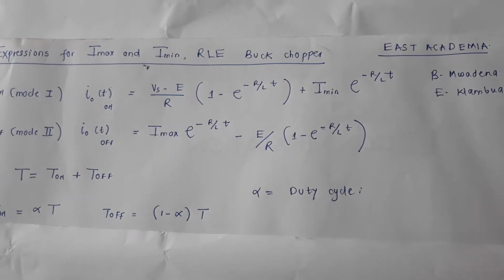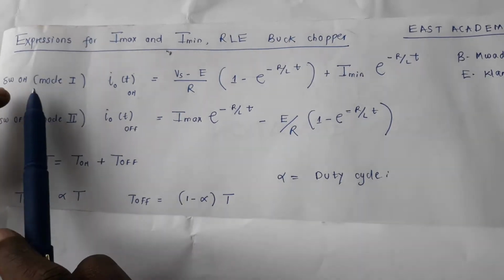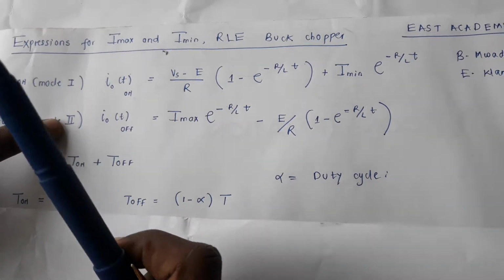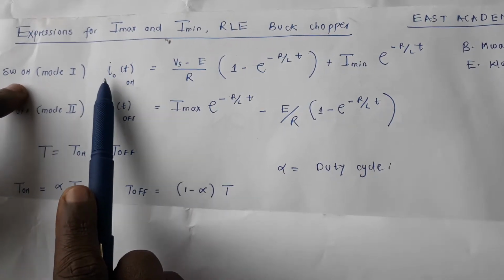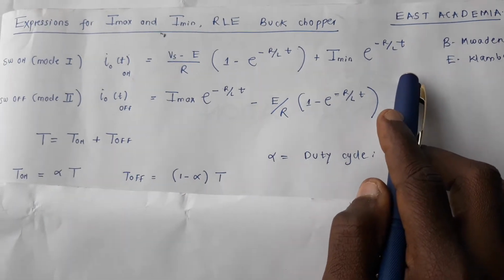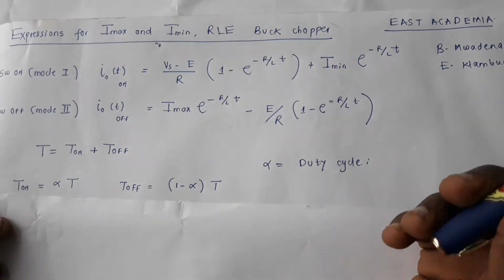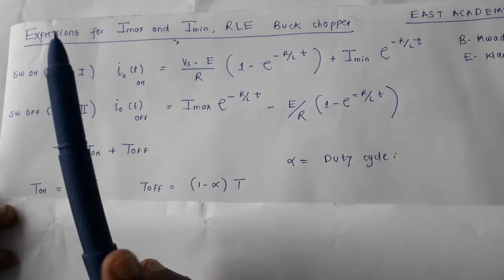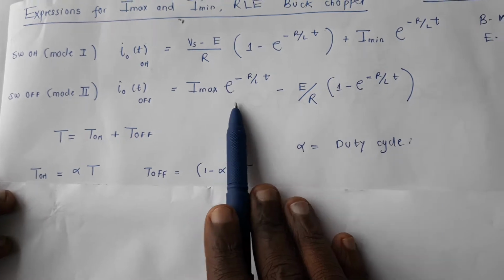In the previous videos, we found how to obtain the expression for the instantaneous load current in mode 1 and in mode 2. In mode 1, that is when the switch was on, this was how the instantaneous load current was expressed. If you've not watched the previous videos and you don't know how this equation came about, you can always go and look for that video. In mode 2, when the switch was off, the instantaneous output current is expressed as follows.